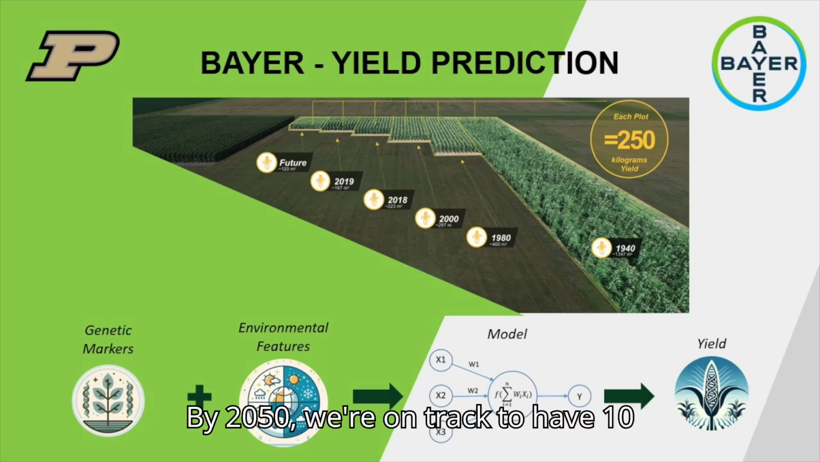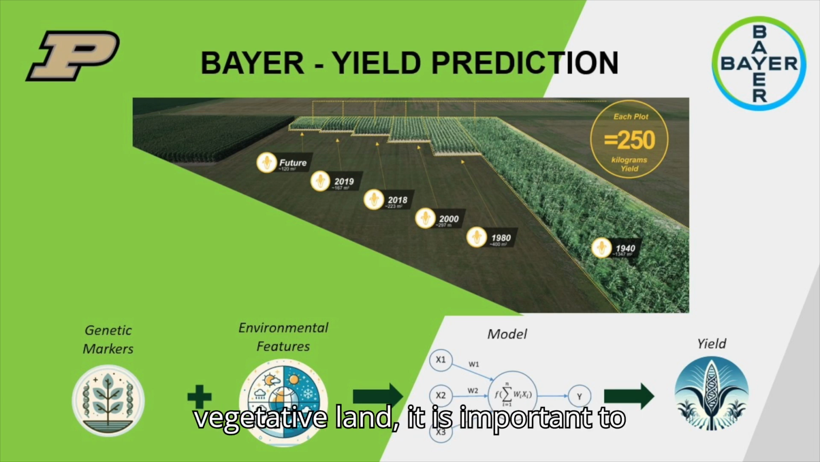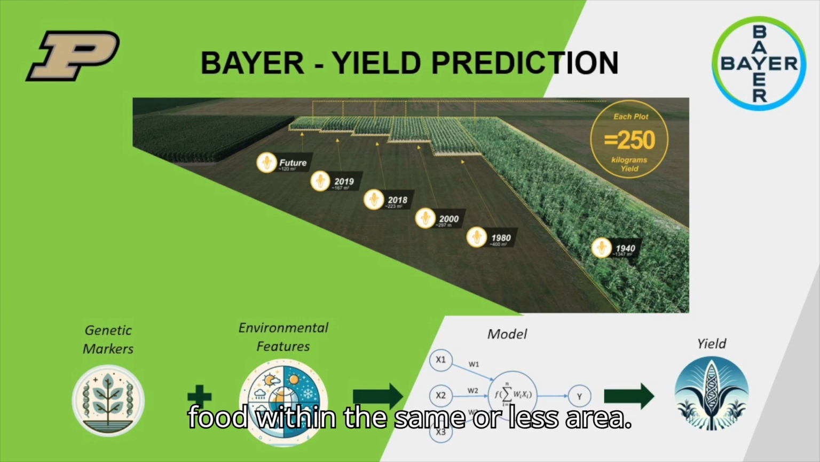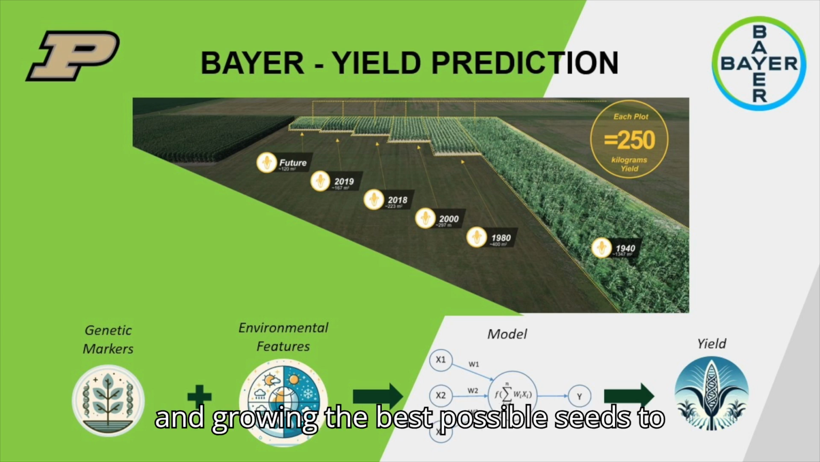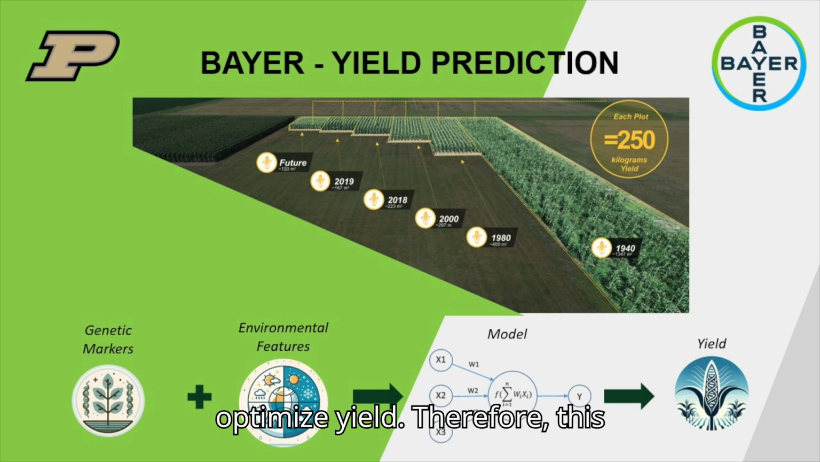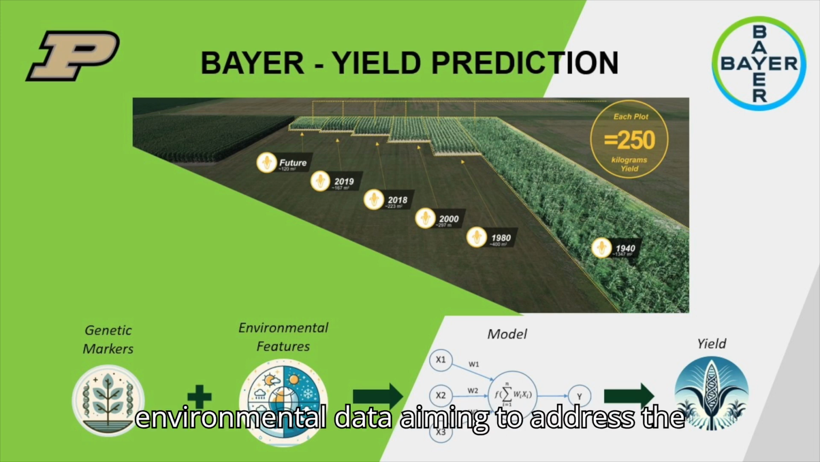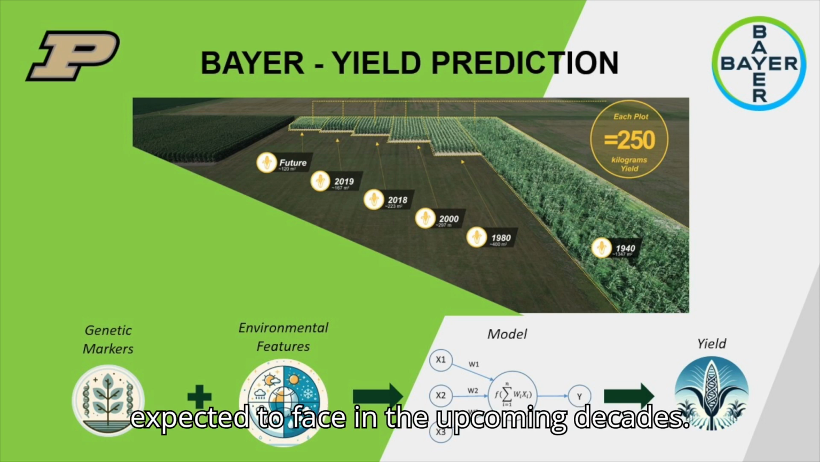By 2050, we're on track to have 10 billion people on our planet. Since agriculture already uses half of our vegetated land, it is important to improve the crop yield to produce more food within the same or less area. This can be accomplished by identifying and growing the best possible seeds to optimize yield. Therefore, this research utilizes genotypic markers and environmental data, aiming to address the imminent food challenges that humanity is expected to face in the upcoming decades.